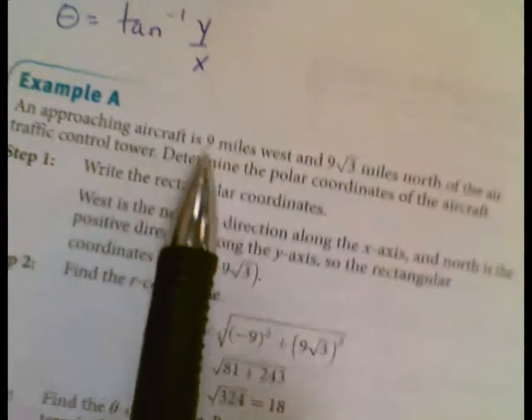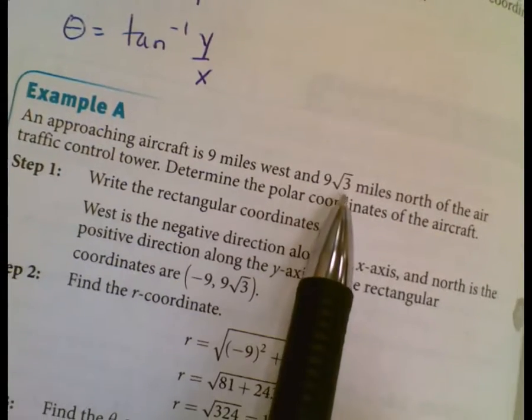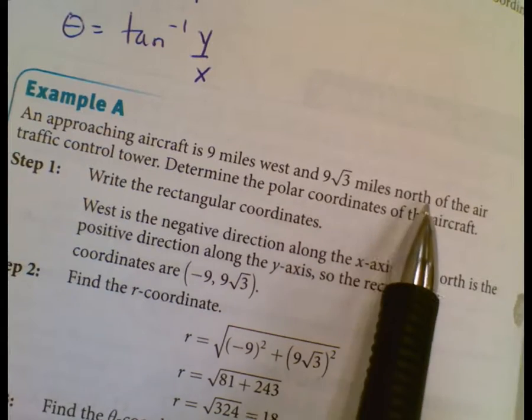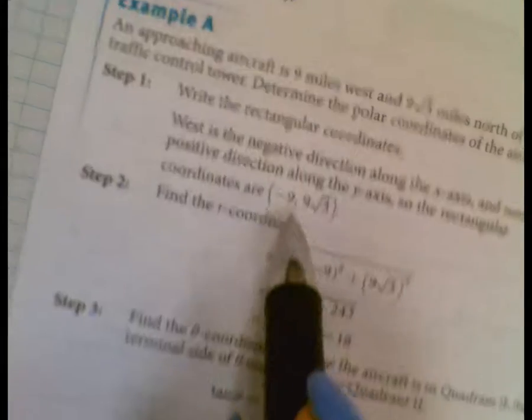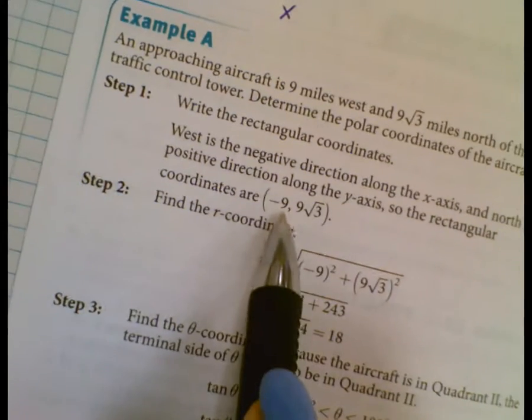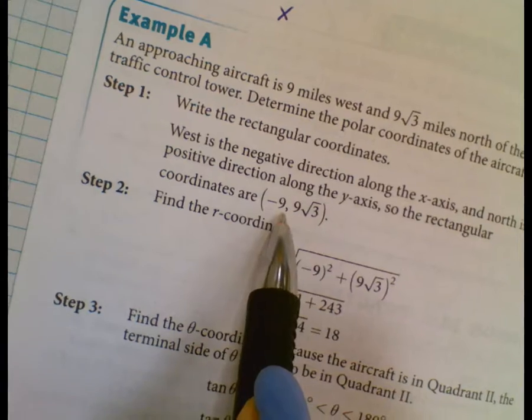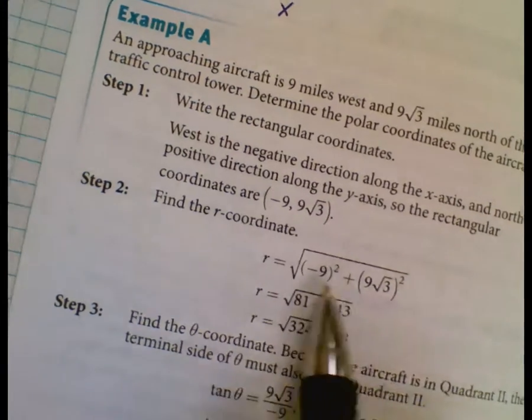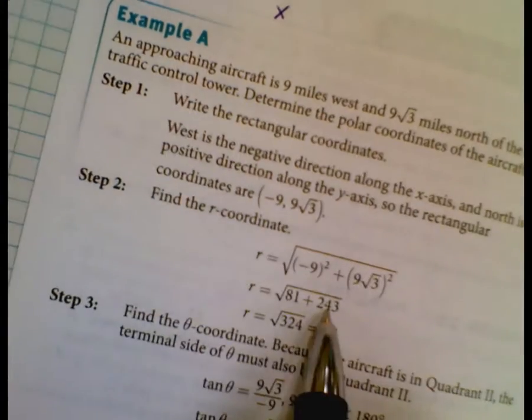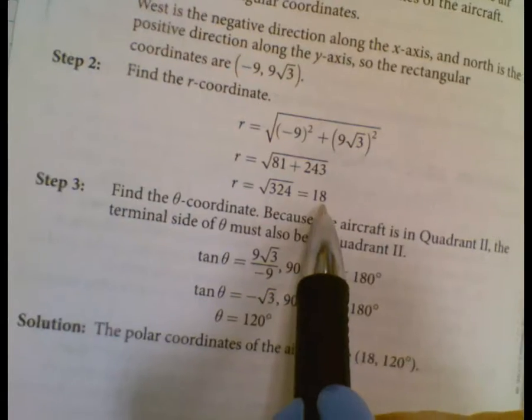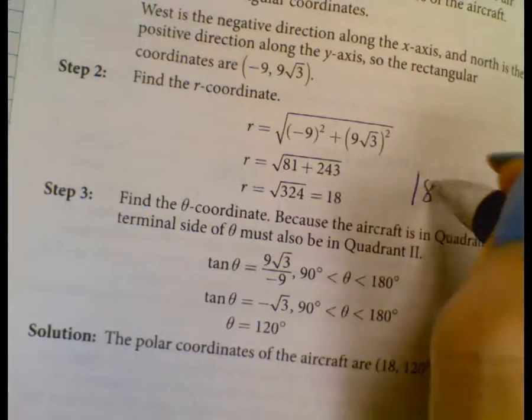So in example A, it said you have an approaching aircraft, which is 9 miles west and 9 radical 3 miles north in the air. So they give you these coordinates. Since it's west, notice they give you a -9. And then they want you to find the r coordinate. So they did the square root of all of these, and they got 18. That's the r coordinate. So you would write 18, comma.